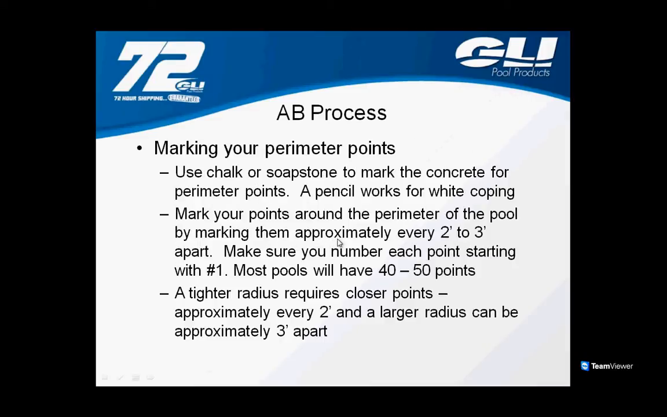Marking your perimeter points. You can take a piece of chalk, soapstone, whatever you have available to you. And what you want to do is you just go around the swimming pool and you mark the points. Usually when I'm out there, I'll just eyeball it. We say approximately every 2 to 3 feet apart. If you have a tight radius, you're obviously going to want to make those points a lot closer. You may have to go a foot, you may have to go 6 inches. But whenever you're talking about a much larger radius or a much larger curve or even a long straight, you can spread those points out further.